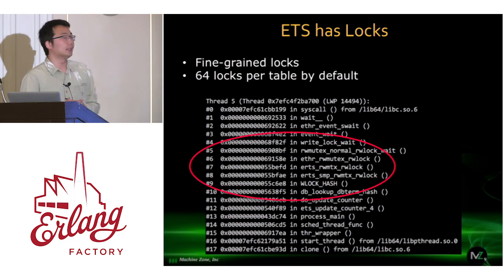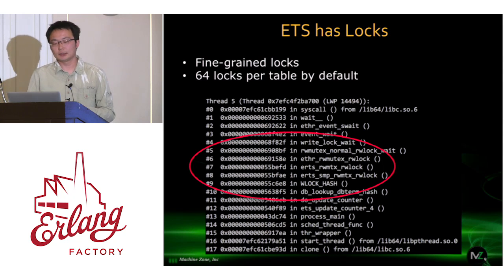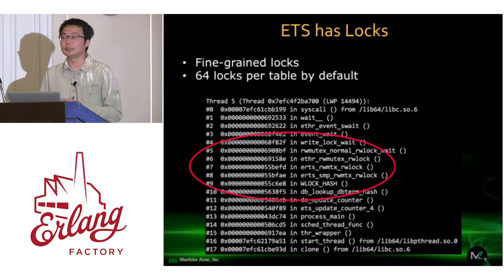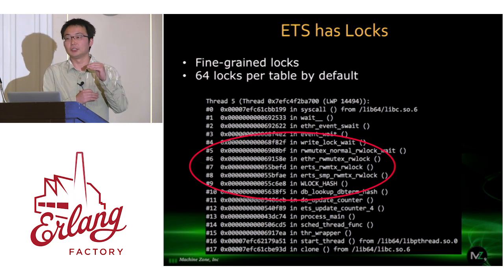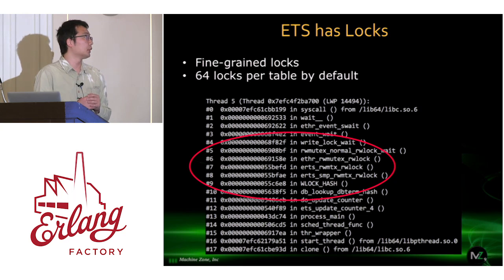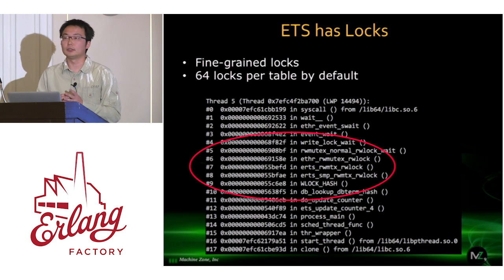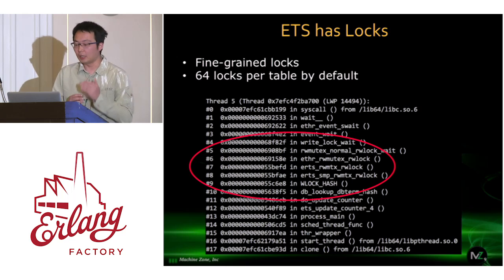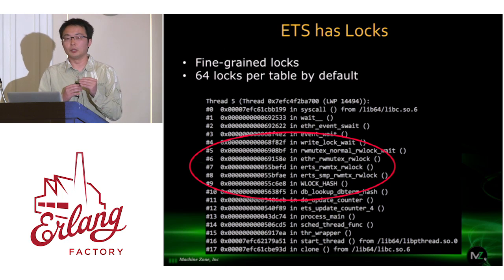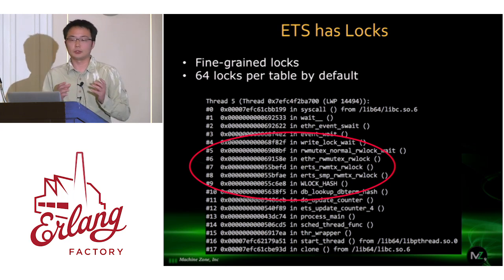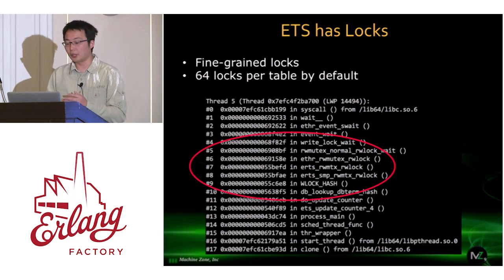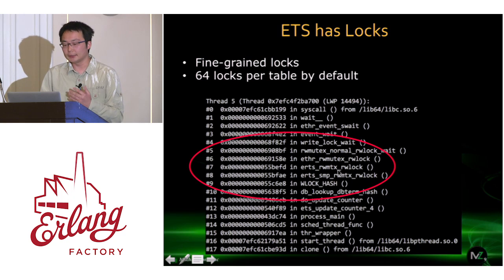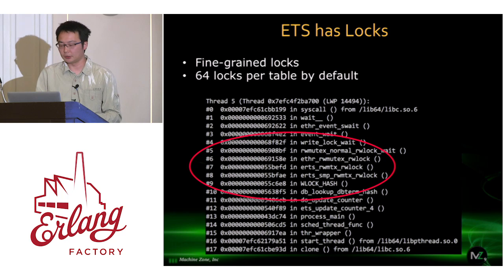The reason for that is that the ETS table has locks. Although they are fine-grained locks, what it does is partition all this storage space onto different tables. By default, I think it's 64 since Erlang R16B. However, when a lot of processes are trying to access a lot of keys, there are still locks going on, and this can be traced with a GDB tracer, which we will discuss a little bit later.